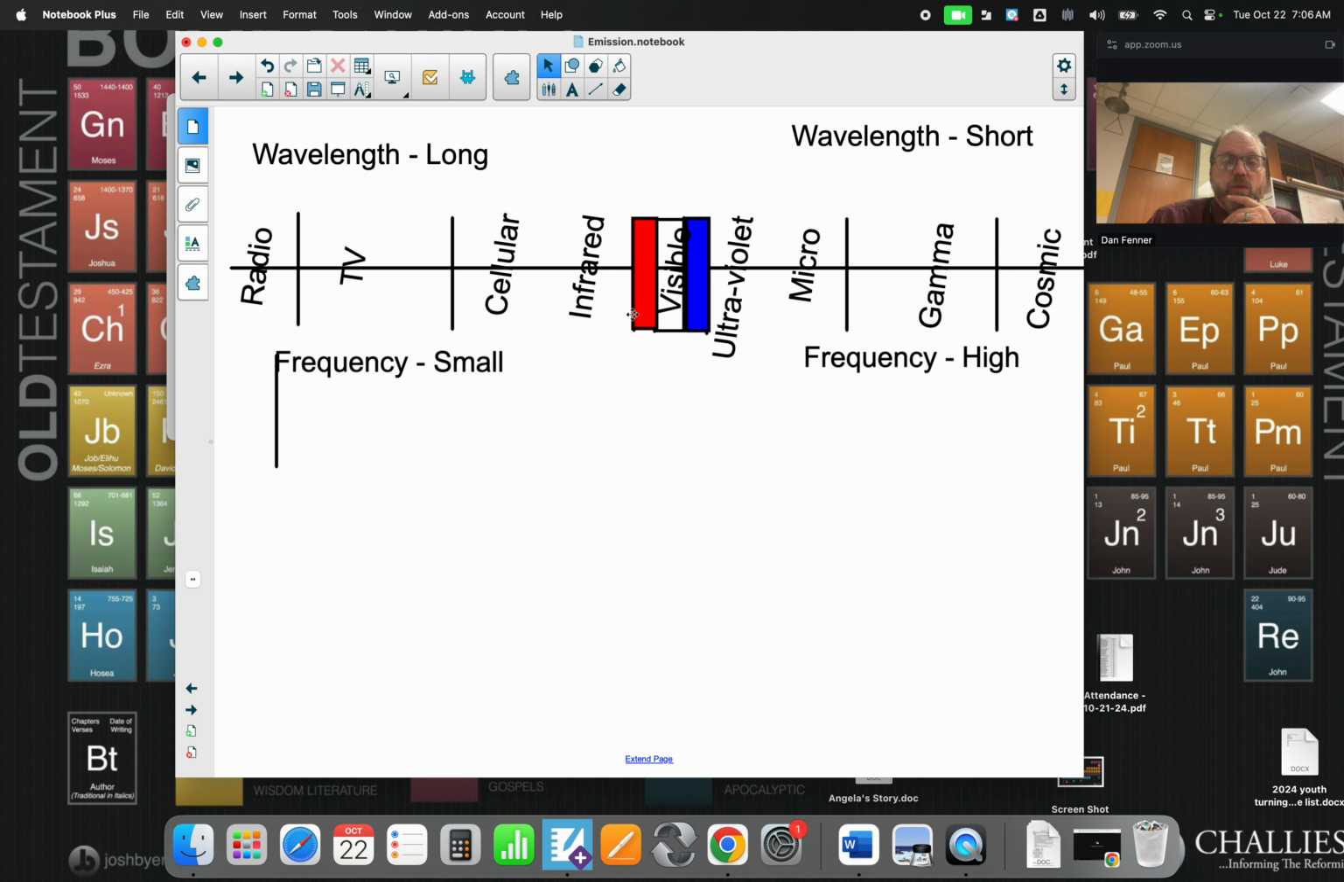Visible spectrum: red, orange, yellow, green, blue, indigo, violet. And the other side of violet is ultraviolet. Again, we can't see in that one either unless we're certain breeds of insects. And then we have the micro, the gamma, the cosmic. And as we're going out, the frequency is getting higher and the wavelength is getting shorter. So a long wavelength has a small frequency. That's how the spectrum works.